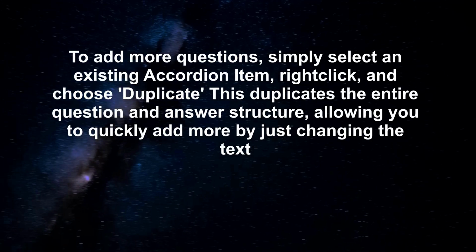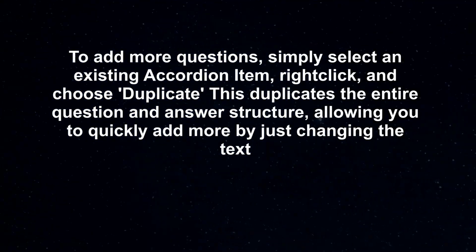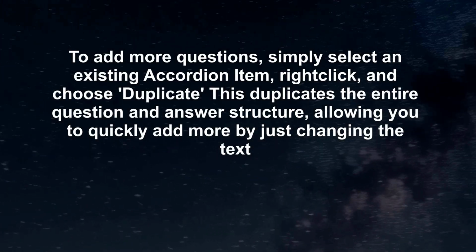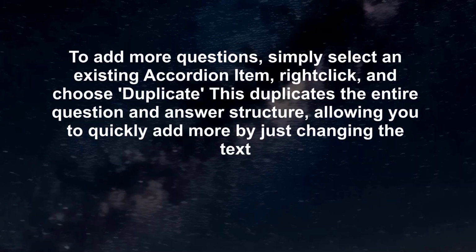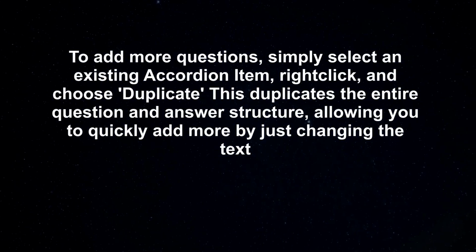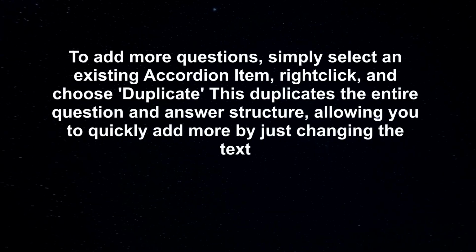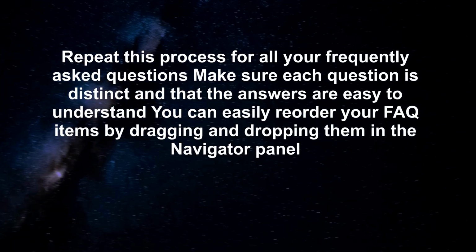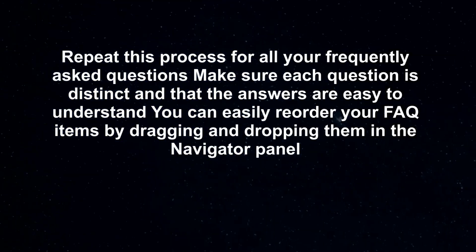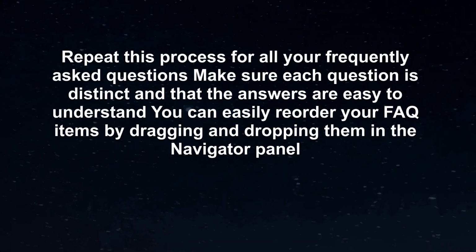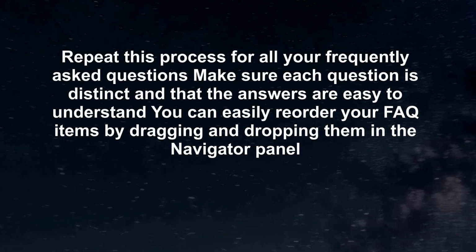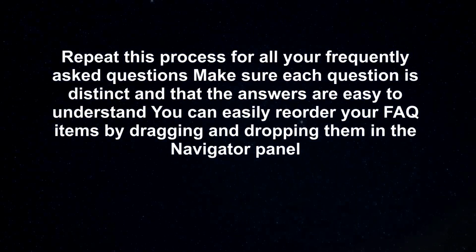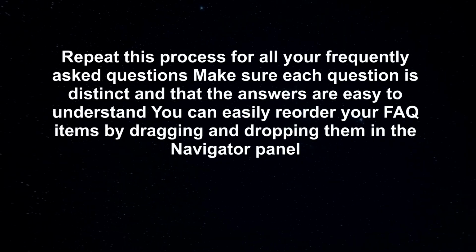To add more questions, simply select an existing accordion item, right-click, and choose Duplicate. This duplicates the entire question and answer structure, allowing you to quickly add more by just changing the text. Repeat this process for all your frequently asked questions. Make sure each question is distinct and that the answers are easy to understand. You can easily reorder your FAQ items by dragging and dropping them in the Navigator panel.